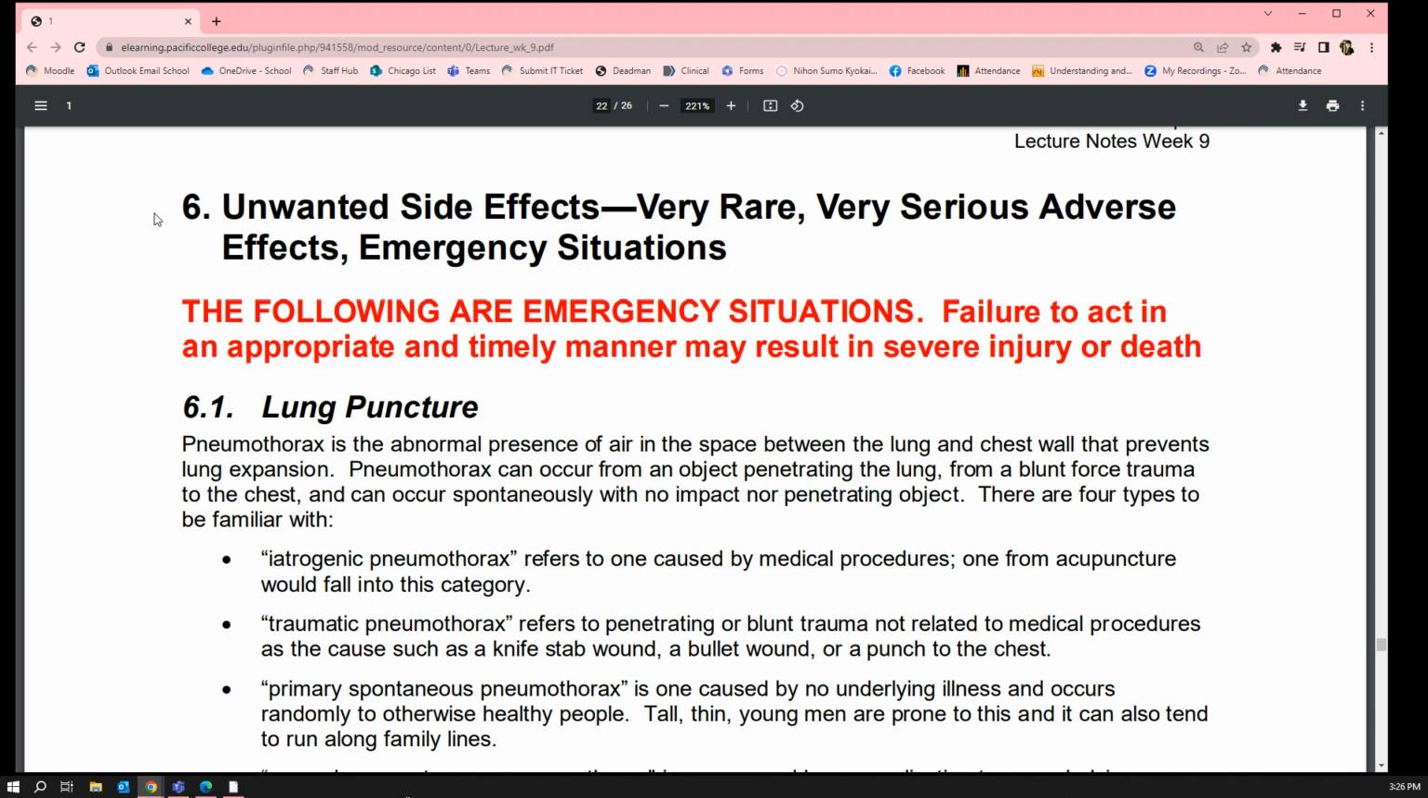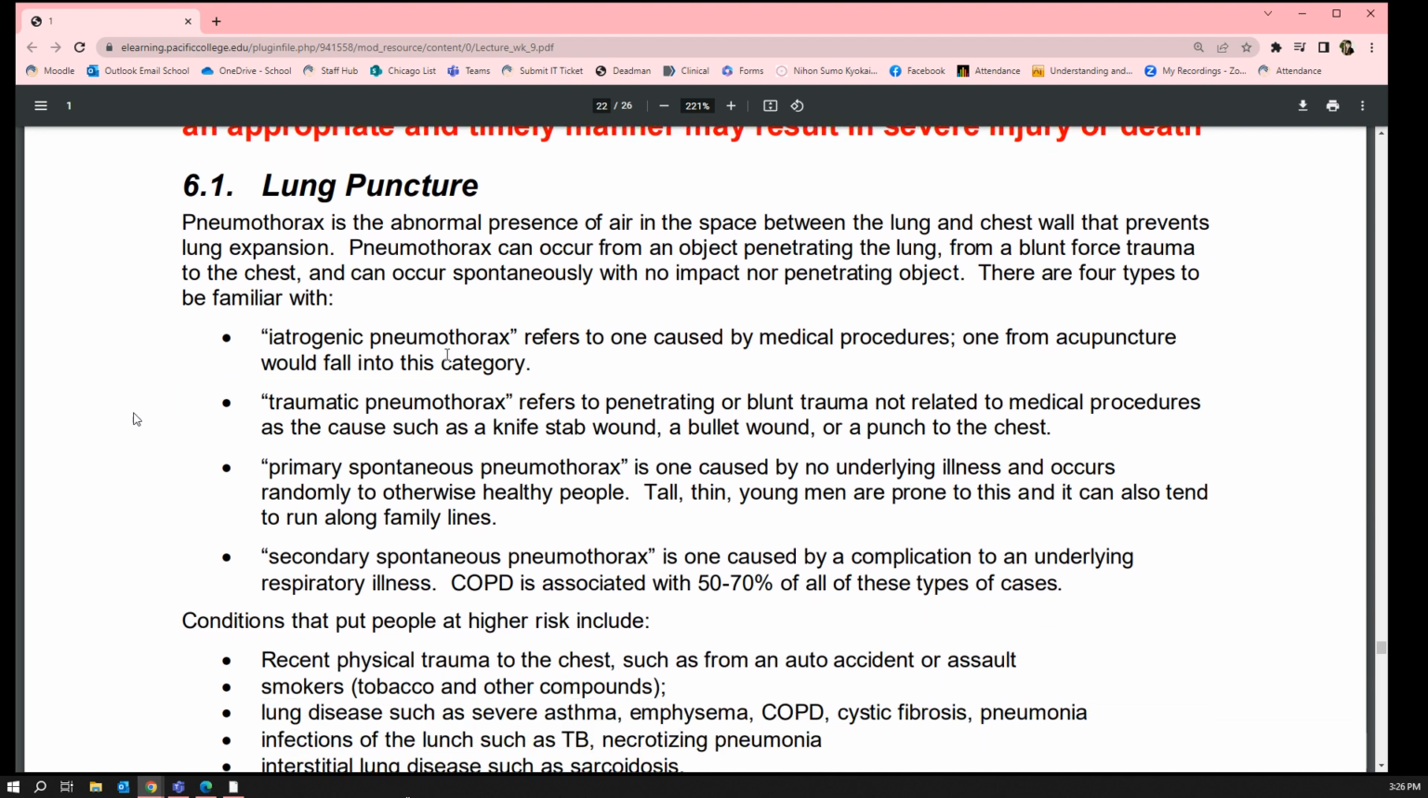All right, first one. This is a very major concern to us as acupuncturists. Lung puncture, commonly referred to as pneumothorax. Pneumothorax is actually defined as the abnormal presence of air in the space between the lung and the chest wall, preventing lung expansion. But we refer to pneumothorax as lung puncture. It's kind of a shorthand, right? Because when you puncture the lung, this is what happens. It allows for air in that space.